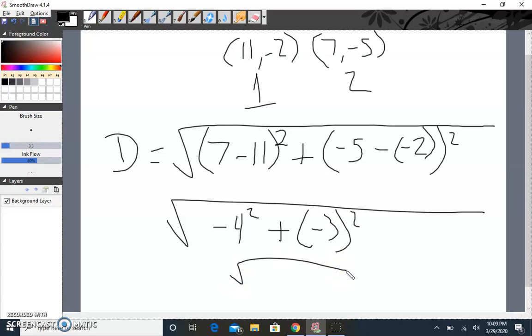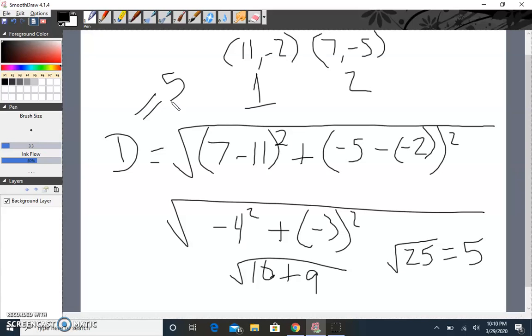Alright, so we got another step underneath it. Now what's negative 4 times negative 4? 16. Negative 3 times negative 3 is 9. 16 plus 9 is 25. And our square root of 25 is 5. So d is equal to 5. The distance between ordered pair number 1 and ordered pair number 2 is 5 units. Whatever that unit might be, it is 5.